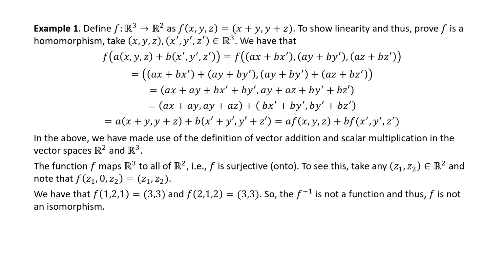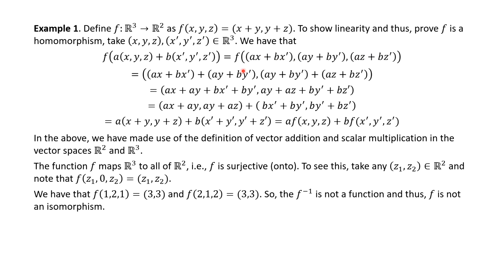Let's look at our first example. We have the function f from R3, three-dimensional Euclidean space, to R2, and it's defined as follows. F of x, y, z is mapped to x plus y, with the second component being y plus z. And we want to show that f is a homomorphism, so we need to show the linearity property. We take two vectors from R3 and then take the linear combination of those two vectors, so a and b are scalars. Then we use the definition of addition for R3 to add these together, and we get this here.